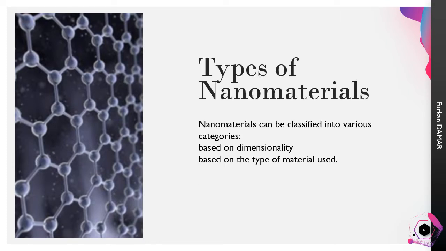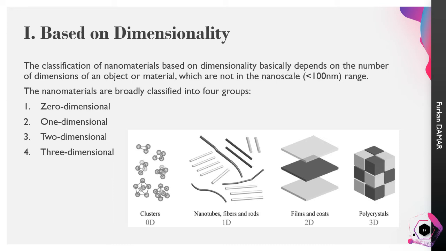We can classify nanomaterials into various categories. One of them is based on dimensionality, and the other is based on the type of material used. The classification of nanomaterials based on dimensionality basically depends on the number of dimensions of an object or material which are not in the nanoscale range. Nanomaterials are broadly classified into four groups: zero-dimensional, one-dimensional, two-dimensional, and three-dimensional. Some materials belonging to these groups can be seen in the figure.